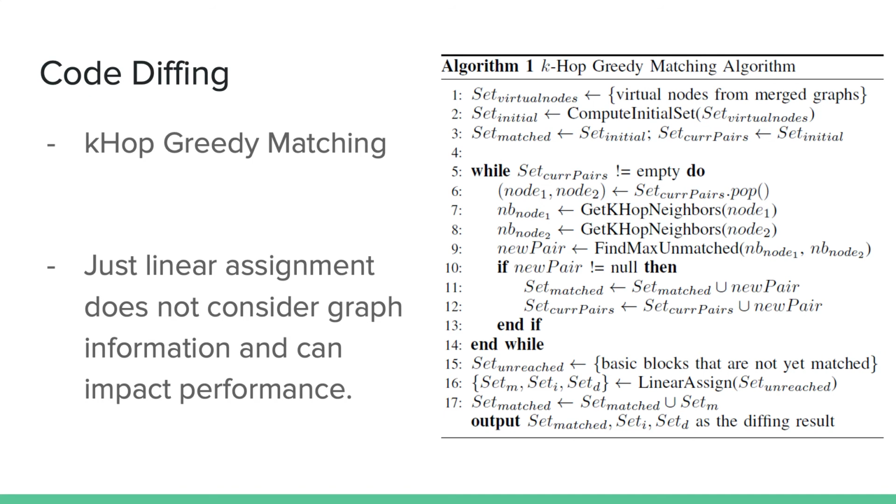Whatever's left over is then linearly assigned, and they end up with 3 sets: set M over here is the match set after the linear assign, set I is the insertions, set D is the deletions, and the match set is the total number of matched basic blocks.